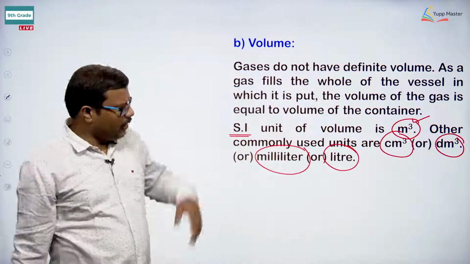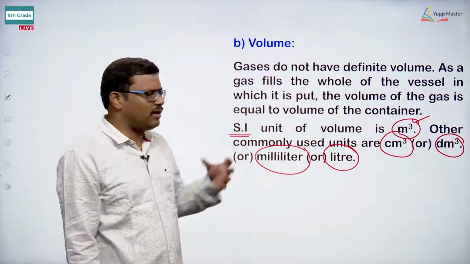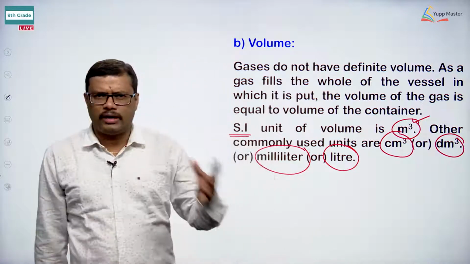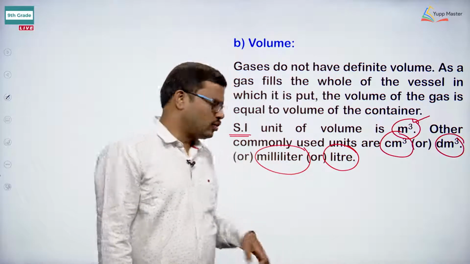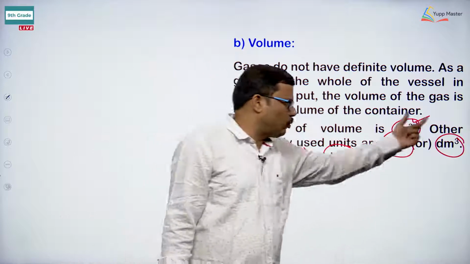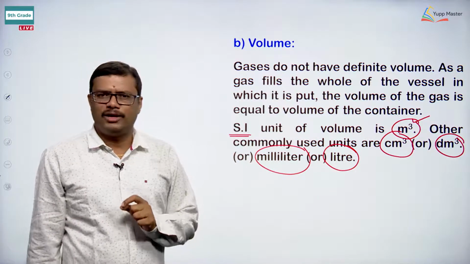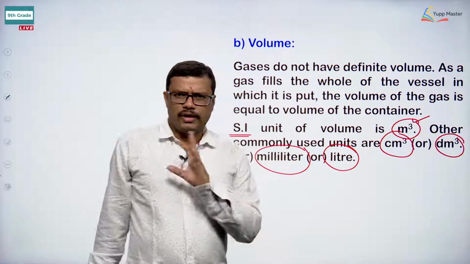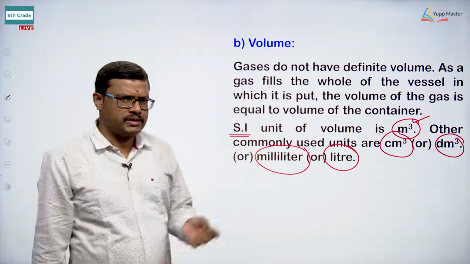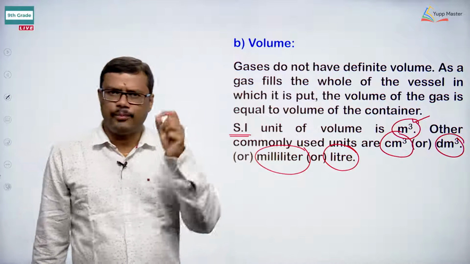But whenever we discuss the volume of water, a liquid, or a gas, we generally determine it in terms of liters, 2 liters, 1 liter, 100 milliliters. So, we discuss it in terms of milliliters, liters, centimeter cube or decimeter cube, but the SI unit of volume is meter cube. Whenever we calculate numericals with respect to SI units, you have to substitute the volume in terms of meter cube.